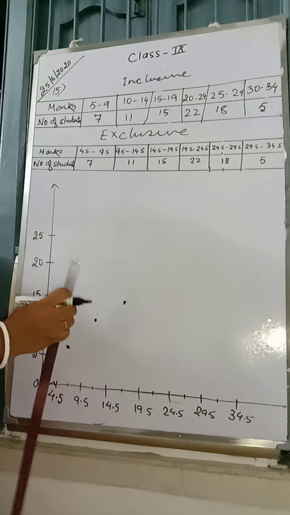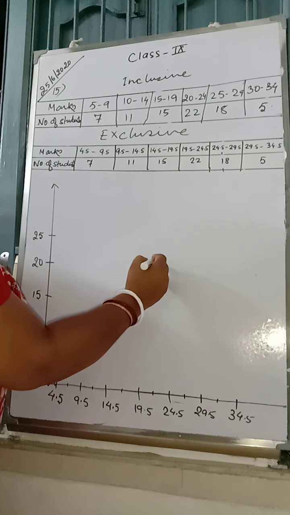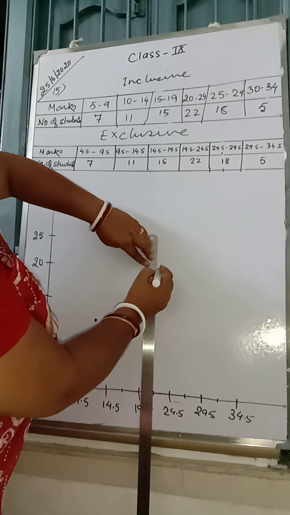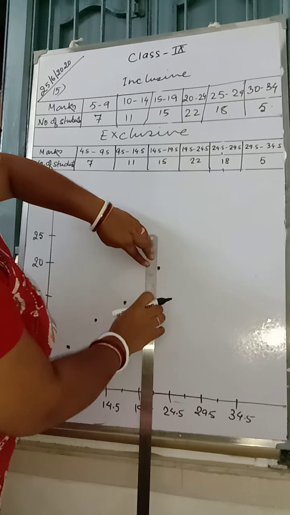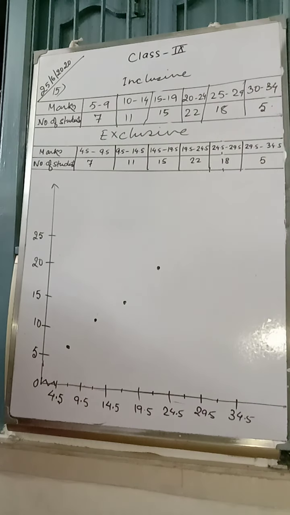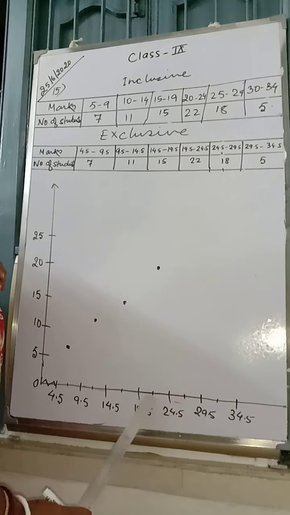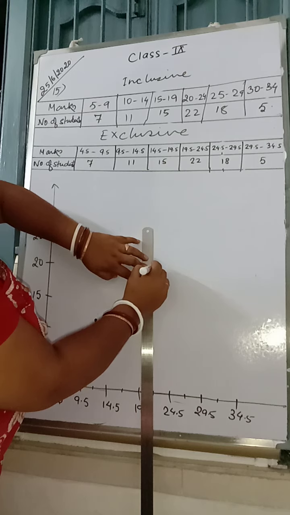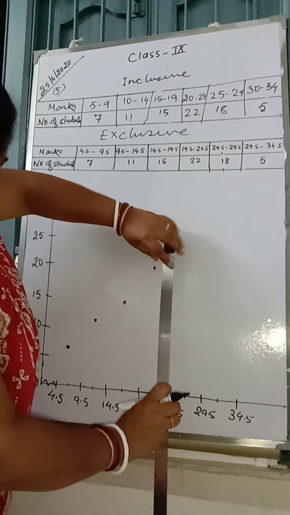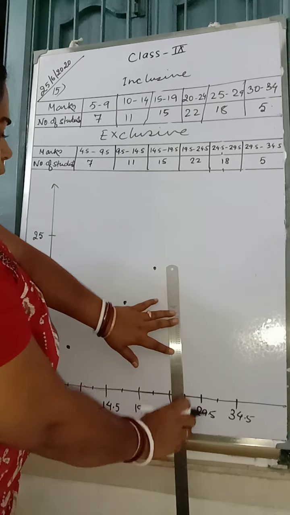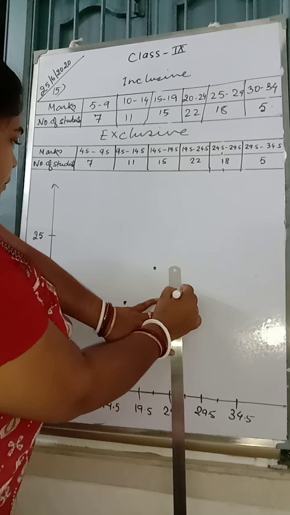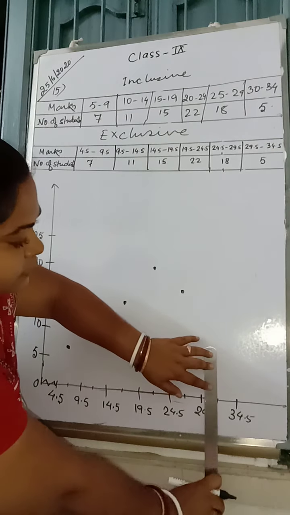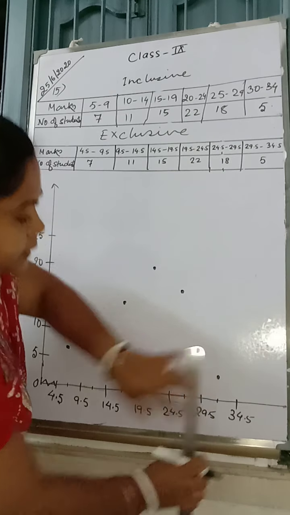Then we have 22. So that will be somewhere here, in the middle of this. And this is 20, 22 somewhere here. This is not exact in your graph paper. You can have it exact. Next is 18. So this will be somewhere down from 20. Then we have 5. So where is the 5? This is 5, is it?